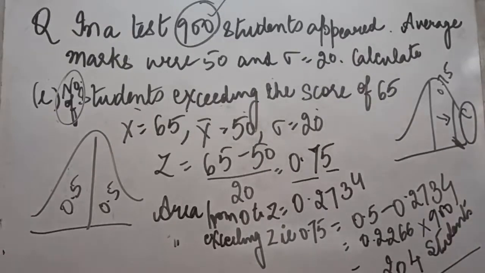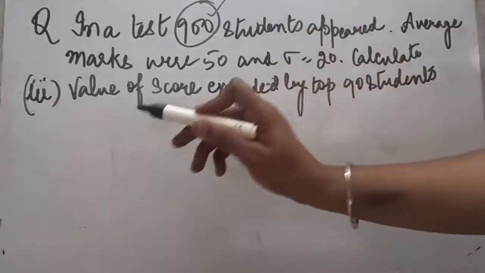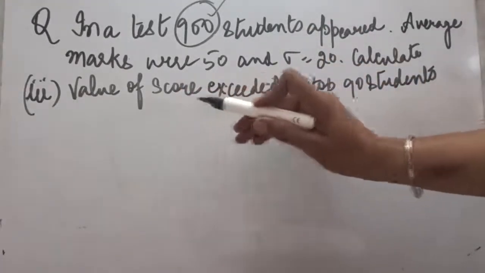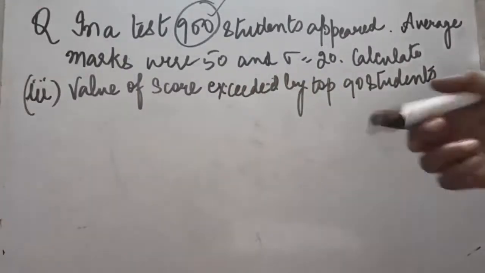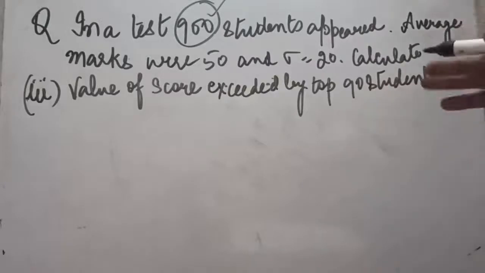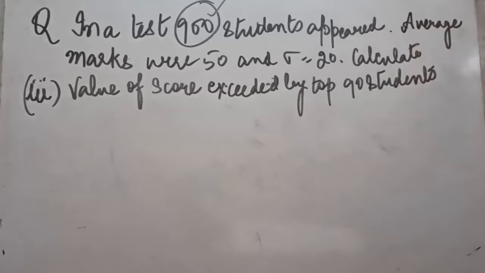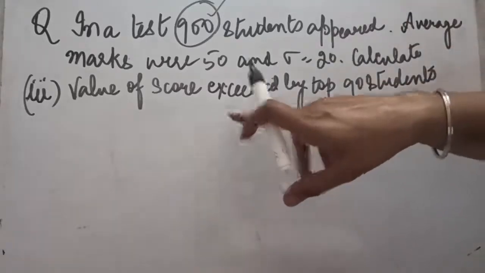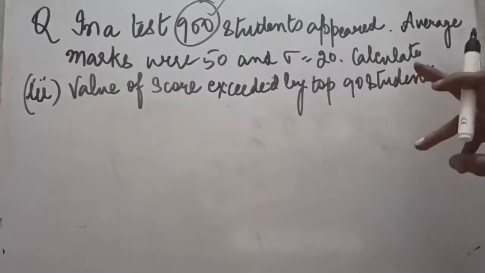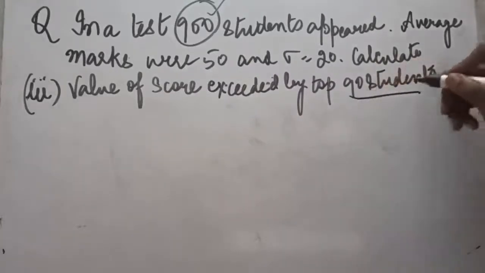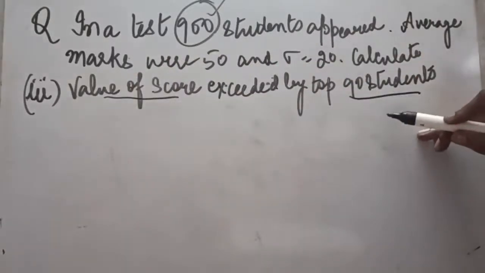Now coming to the third part of the question. The third point is an advanced point where the value of the score has been asked, exceeded by the top 90 students. So what is the score of the top 90 students that has been exceeded by these students? If you observe the first and second points, you will see that marks were given, the score was given, and the number of students was asked. But in this point, students have been given and the score has been asked.